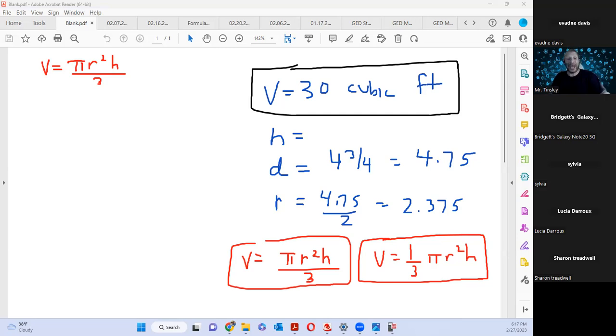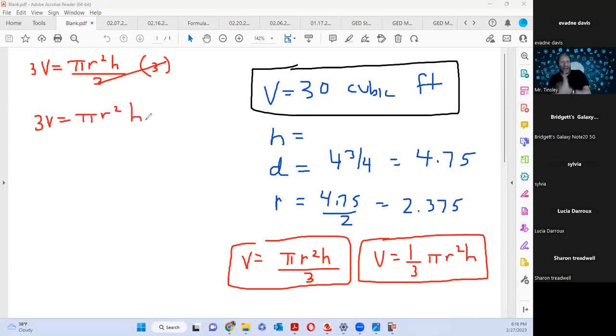So what's the opposite of dividing by 3? Multiplying. So first we're going to multiply both sides by 3. What happens to the two 3s on the right? They cancel out. So I got 3V equal pi r squared h.